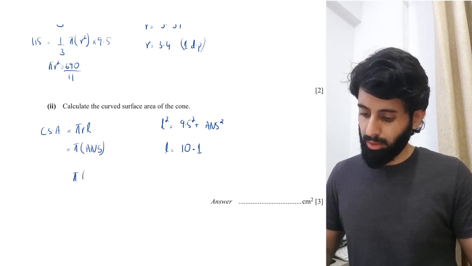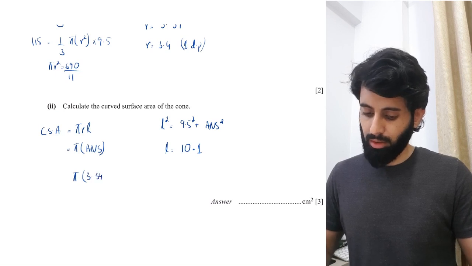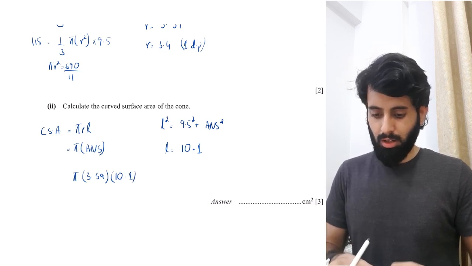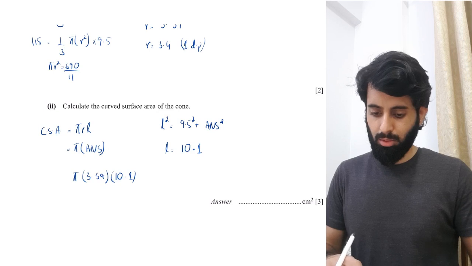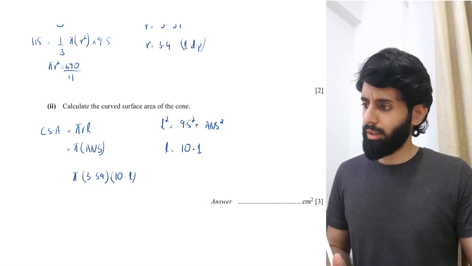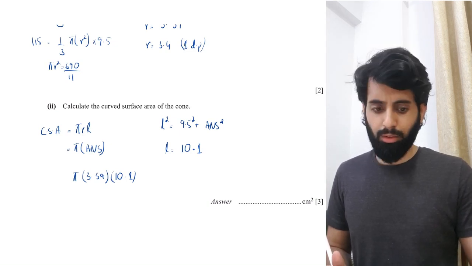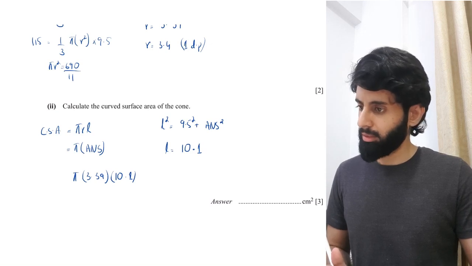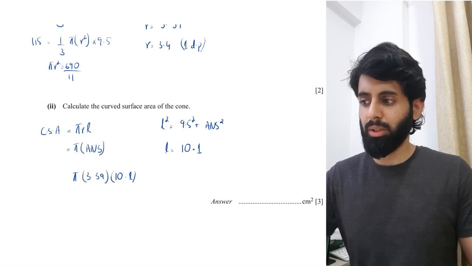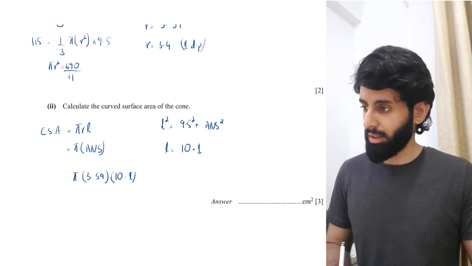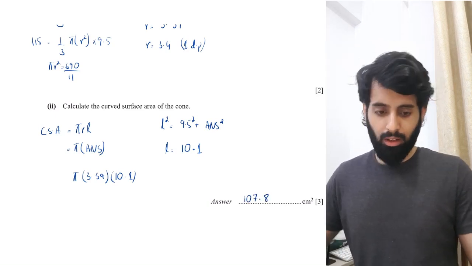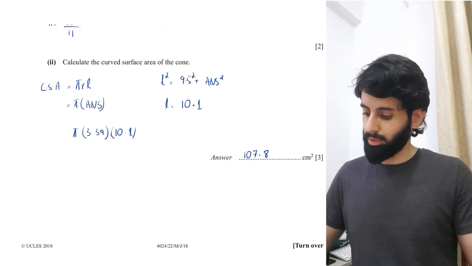So pi into r, which is 3.39, into length, which is 10.1. So let's see, into 3.39 into pi. So now I have the curved surface area. Acceptable, yeah, so it says here 108 or anything between 107.7 to 107.8. So what I'm looking at is 107.8. So there you go, that's your final answer, 107.8. So yeah, simple.